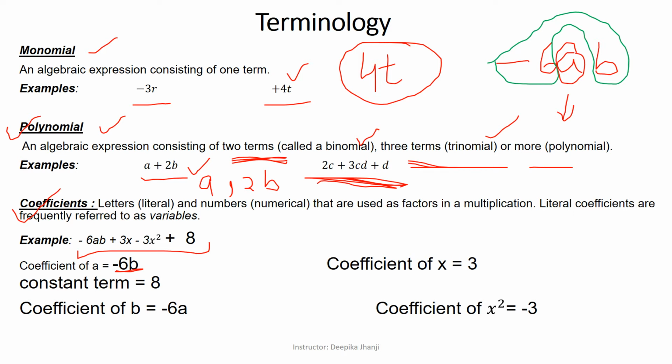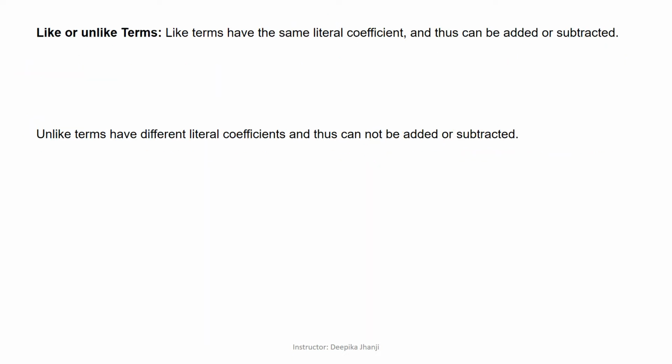Next, coefficient of b. I'll drop b now and the remaining factor is negative 6a. Next, coefficient of x. The term consisting of x is positive 3x. When I drop x, the remaining factor is 3. So the coefficient of x is 3. In the same way I can write down the coefficient of x squared, which is negative 3. Any term free from letters is called a constant term, and in this expression the constant term is.